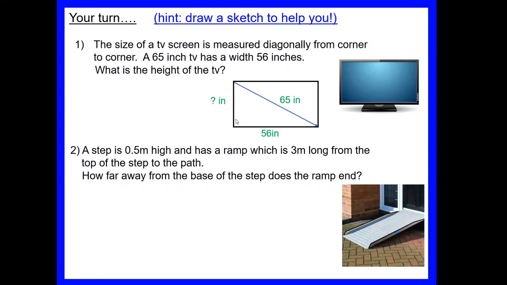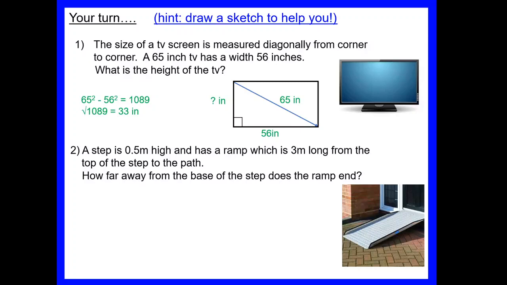Now, as our TV is a rectangle, that means we've got our right angle here in the corner. So we've effectively split it into a right-angled triangle here, so we can use Pythagoras' theorem. Again, we've got the longest side and we've got one of the shorter ones. We need another short one. So we're going to square and subtract. 65 squared minus 56 squared equals 1089. Square root the answer, and we get exactly 33 inches. So our TV is 33 inches tall.